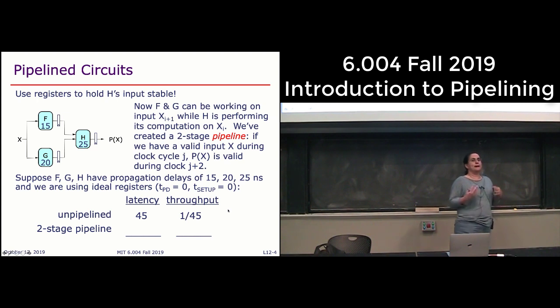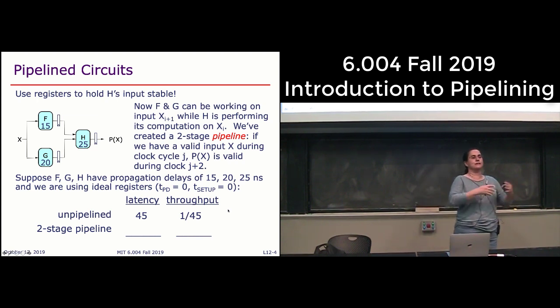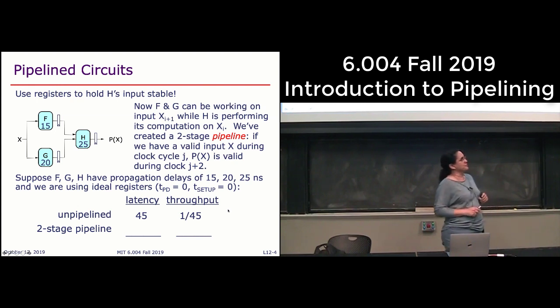And so, if I also had non-ideal registers, these ideal registers tell me that the propagation delay and the setup time of the registers are 0, so I can ignore them. If they weren't 0, I would have to add them into my calculation and figure out the longest register-to-register path. But here, that longest path is 25, which means that my clock period has to at least have 25 time units in it in order for H to be able to do its job.